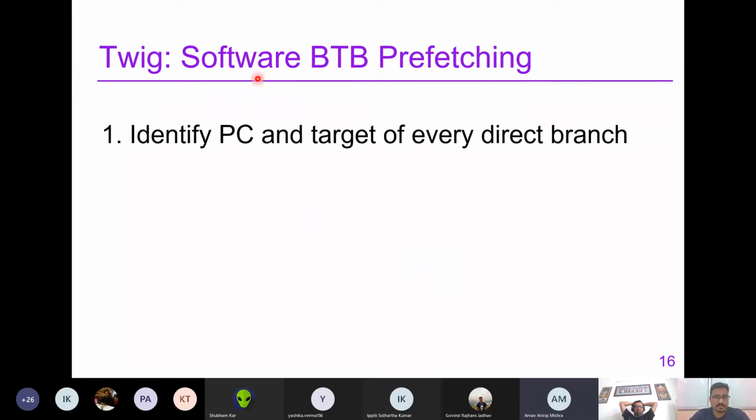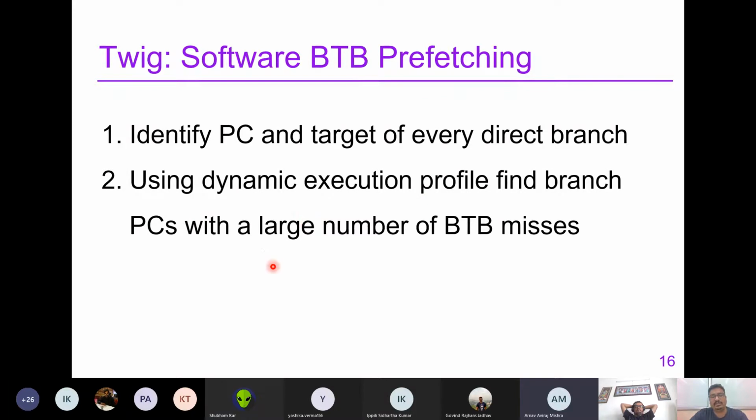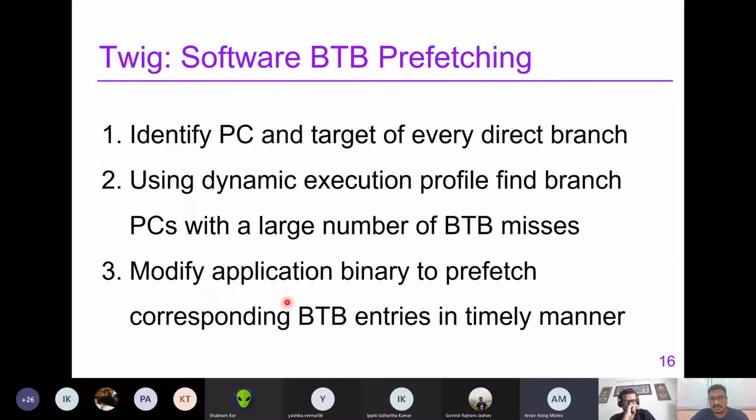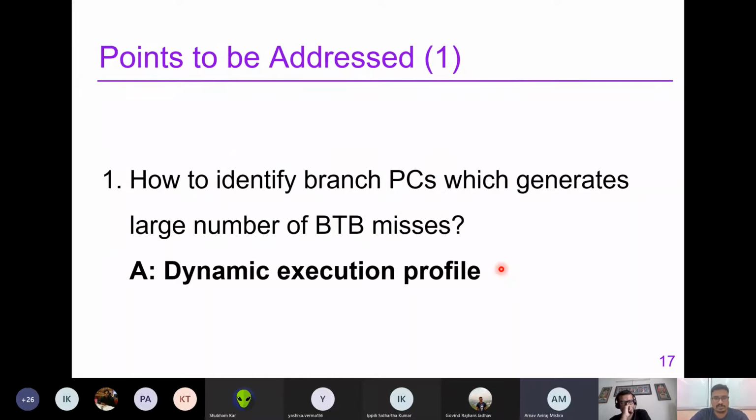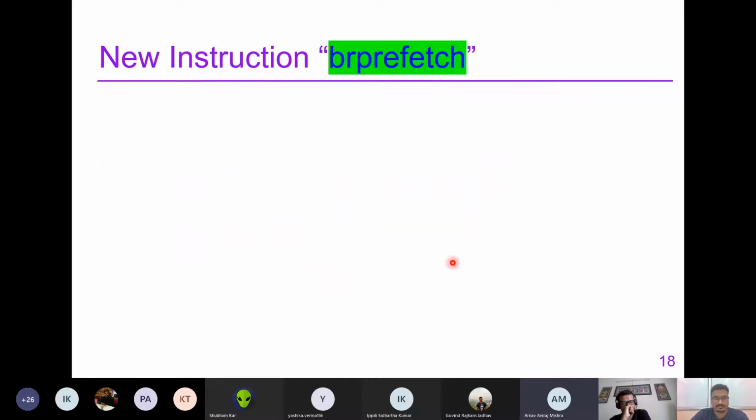So first, for Twig software BTB prefetching, Twig analyzes the binaries of the application to identify the PCs and targets of every direct branch. Then Twig uses the dynamic execution profile to find the PCs with a large number of BTB misses. And lastly, it will modify the binary to add a new instruction to prefetch the corresponding BTB entry in a timely manner. So this answers our first question, how to identify the branches. Using the dynamic execution profile, it will identify the branches which are generating a large number of BTB misses.